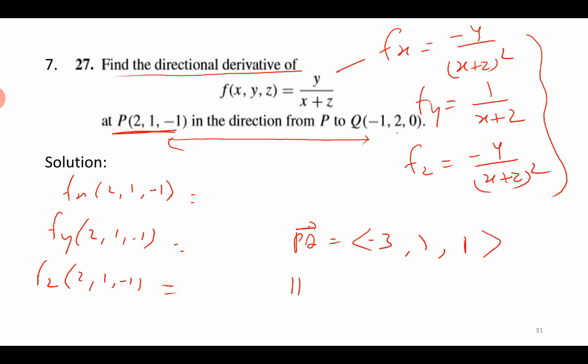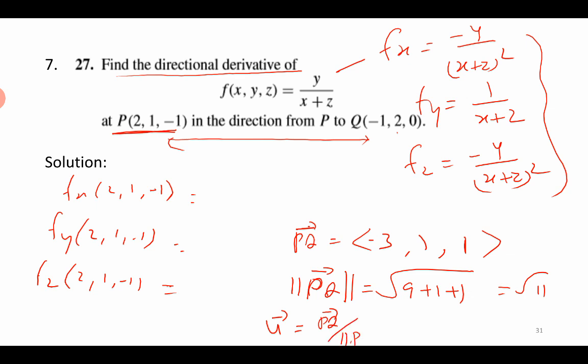Now find the length, the norm. This is not actually a unit vector. You have to find the norm of this one. Is it 9 plus 1 plus 1, under root 11? Therefore the unit vector is the PQ vector divided by its norm. So negative 3 over root 11 i plus 1 over root 11 j plus 1 over root 11 k. Therefore u1 is negative 3 over root 11, u2 is 1 over root 11, u3 is 1 over root 11.